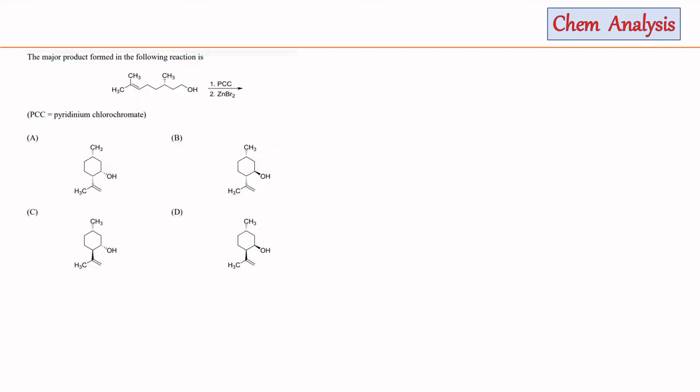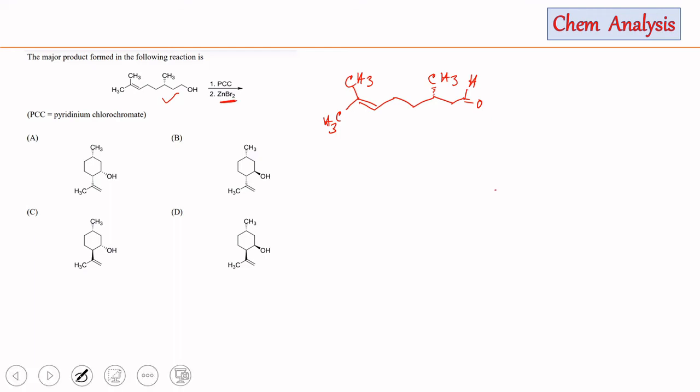This is an important question. We have to tell about the major product for this reaction, and this primary alcohol is treated with PCC, which is a chromium containing oxidizing agent. In presence of PCC, this primary alcohol will get oxidized to aldehyde, and for the first step the product will be this one. And in the next step, zinc bromide will act as a Lewis acid. It will activate this carbonyl group, and there will be attack of this double bond at this carbonyl center to form a 1, 2, 3, 4, 5, 6 member ring.